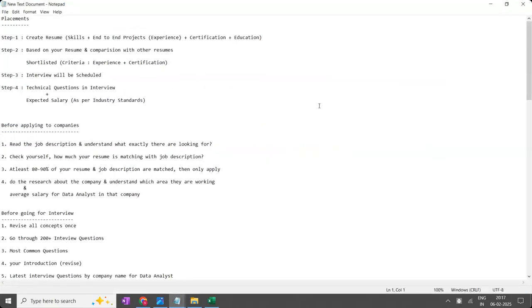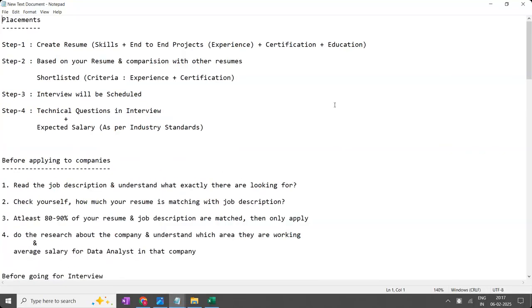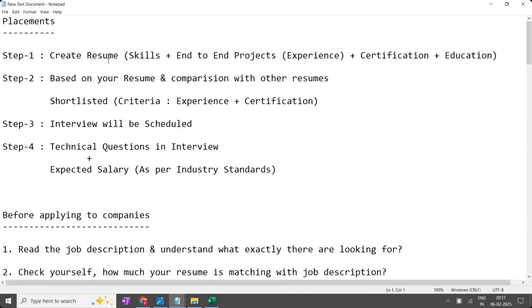Okay, first, to get the placement, what we require is to create your resume. First, create your resume. In the resume, what things should be there? Skills. What are the skills you have acquired? That has a weightage of 20%. And your end-to-end projects. How many projects you have done? That is your experience. Sir, by the end of this course, are we called freshers or experienced people? You are called experienced people.